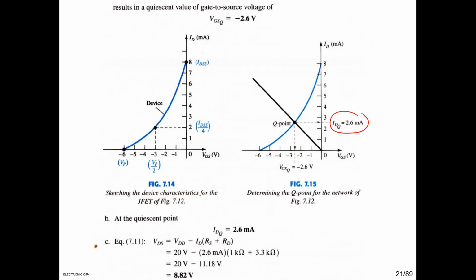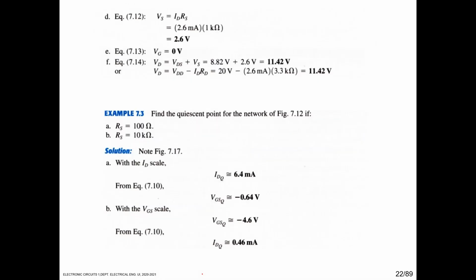So we insert the VDD, ID, RS, and RD, and we get that VDS is 8.82 volt. And then Vs is ID RS, ID is 2.6, and RS is 1 kilo ohm, so Vs is 2.6 volt. Vg is equal to 0, and then Vd is VDS plus Vs, 8.82 volt plus 2.6 volt, 11.42 volt. And then Vd is also equal to VDD minus ID RD, which is 20 volt minus 2.6 milliampere multiplied by 3.3 kilo ohm. We get a similar number, 11.42 volt.